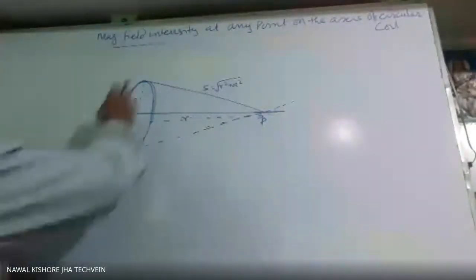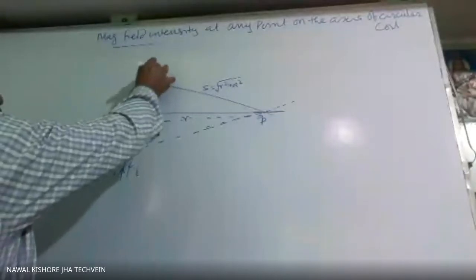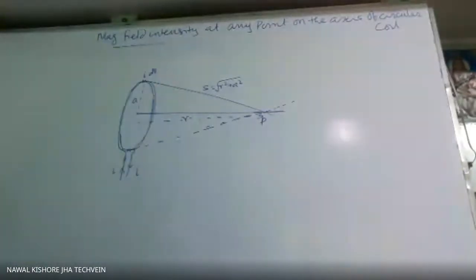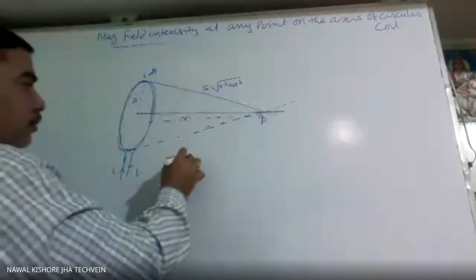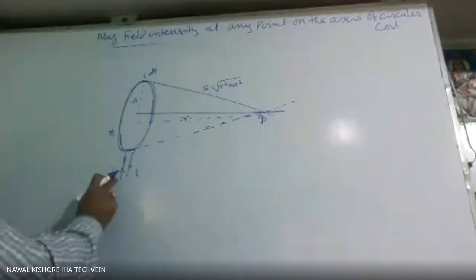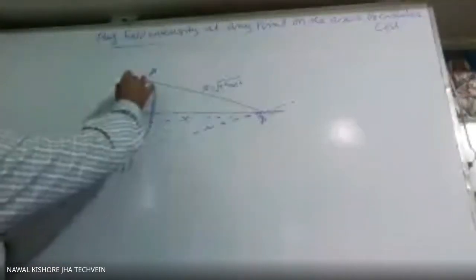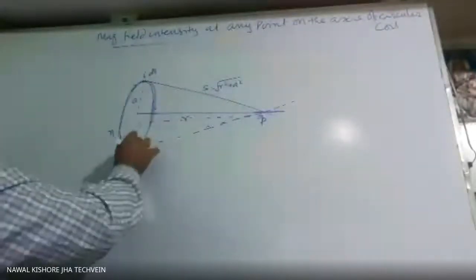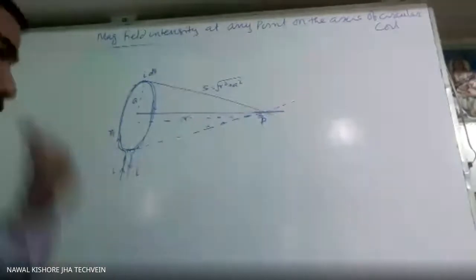So if you consider an element here, IDL or I delta L, whatever you consider, what will be the magnetic field? We are considering a coil of number of turns N, radius A, let the current I be passed, and the current is in the clockwise direction. We can assume anti-clockwise also. When it is clockwise, naturally the magnetic field direction will be different. For anti-clockwise, the magnetic field will be opposite.